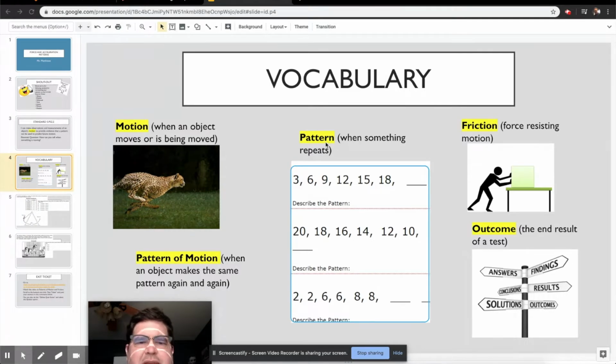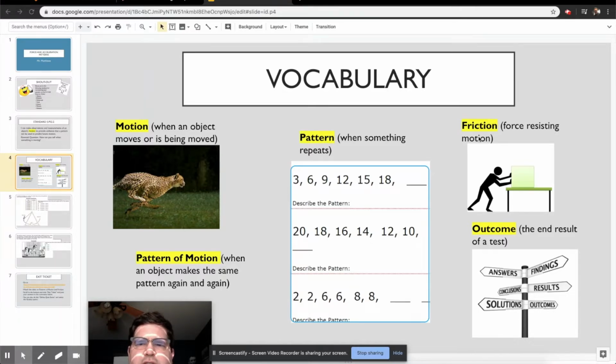When something repeats, we deal a lot of times with patterns in math. For example, Ms. Satchel posted a couple of coordinate plane videos. And if you have a diagonal line or a straight line, sometimes you're going to see patterns in their X coordinate or in their Y coordinate. Feel free to refer back to her videos on those coordinate planes.